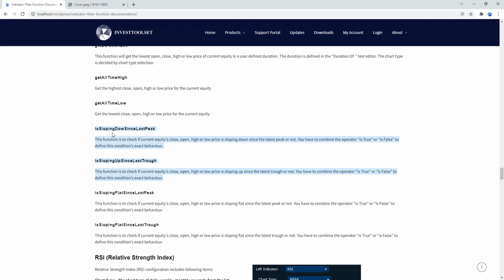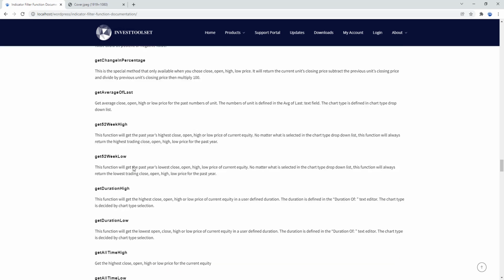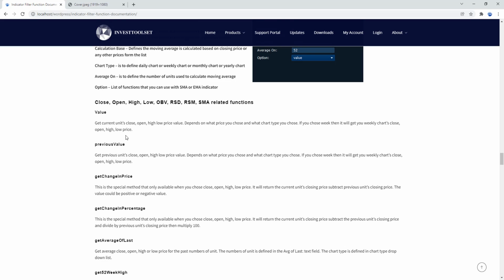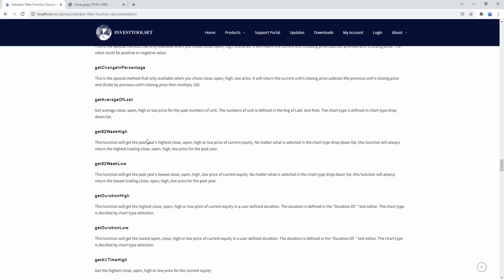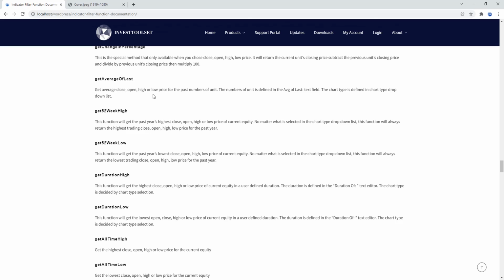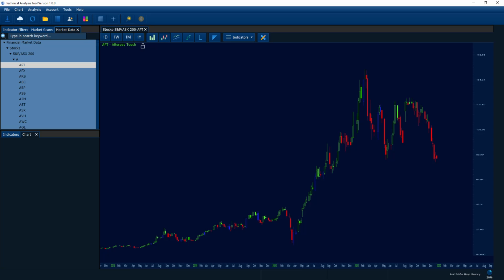If it is sloping down since the last peak, that means the moving average you're using is moving downwards. Another one is sloping up since the last low, which means the moving average is moving higher. So that's pretty simple. Let's see what these functions do in action. Let's jump into our application.